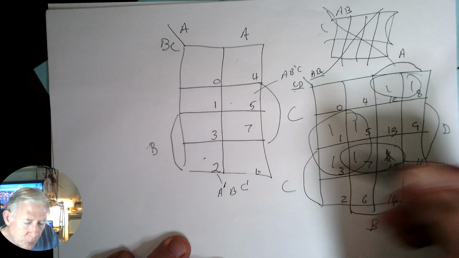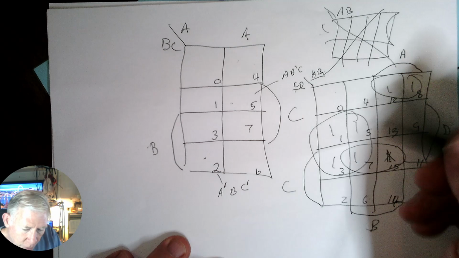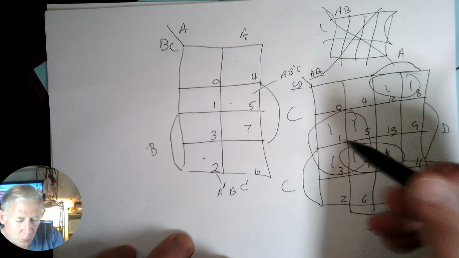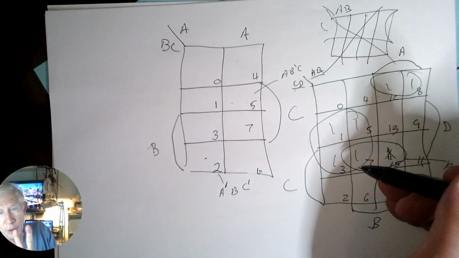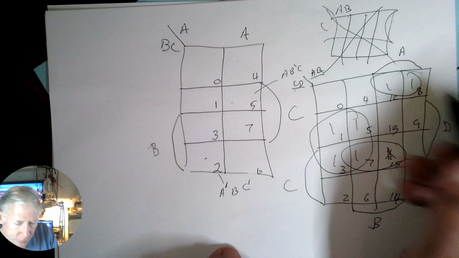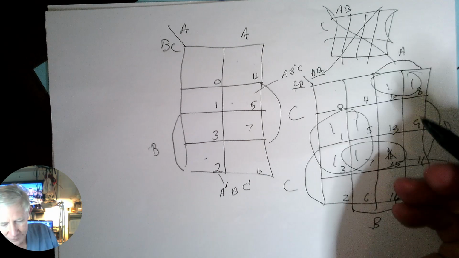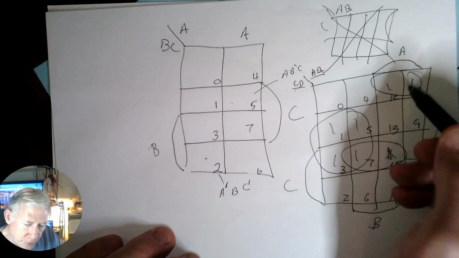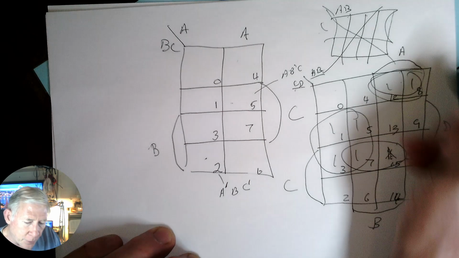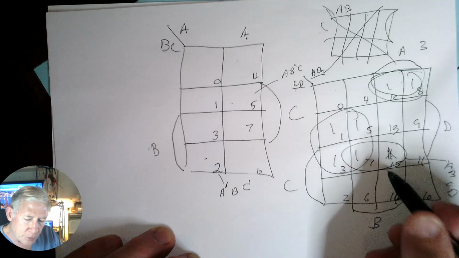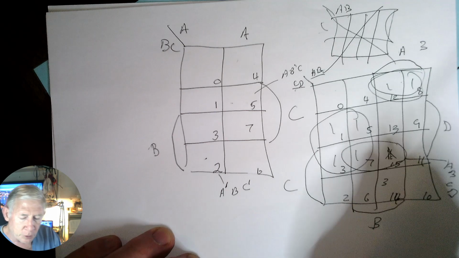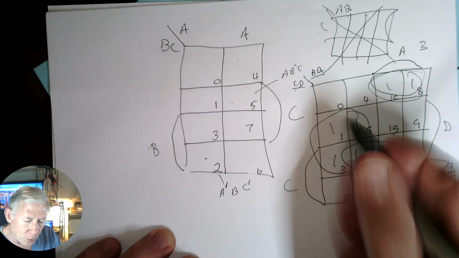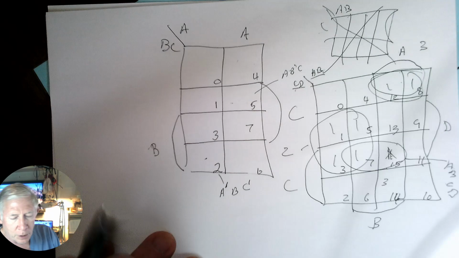Well, in this case, because we have 4 boxes, you're going to drop 2 variables. If you just have 2 boxes, you're going to drop 1 variable. So this group of 2 is going to be a 3 variable term. And this group of 2 is going to be a 3 variable term. This, however, group of 4 is going to be a 2 variable term. And how do you read it?